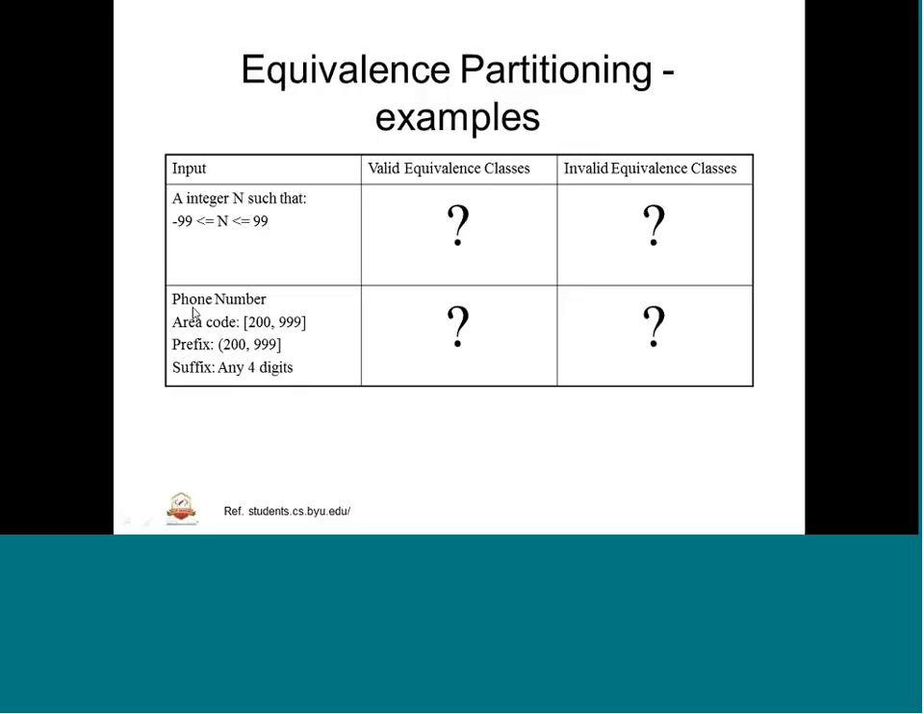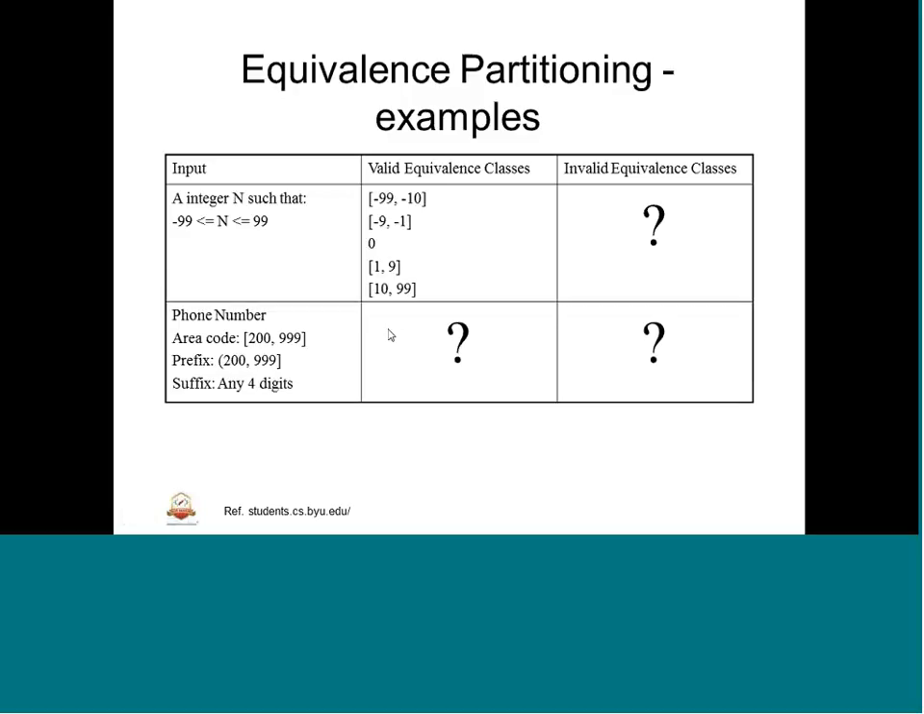Similarly, let's identify one more. This is a phone number. The phone number will have an area code which is 200 to 999, and a prefix of 200 to 999. The suffix can be any 4 digits. This is another set of test case input. What are the valid equivalence classes for this, and what are the invalid equivalence classes for this? Any guess?